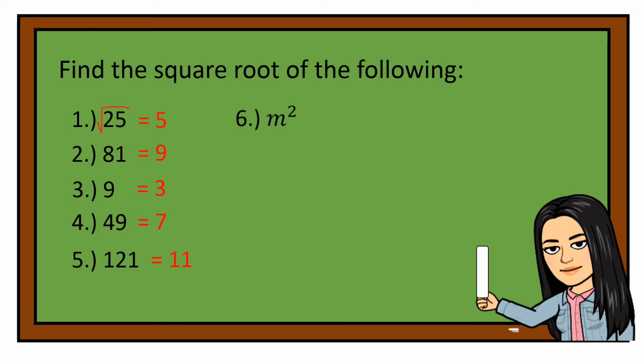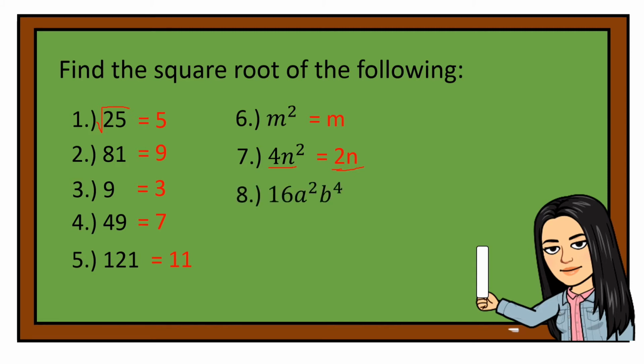Okay, so variables naman. What is the square root of m squared? So that is equal to m because m times m will be equal to m squared. The square root of 4n squared. So that is equal to 2n. Take note, it's not only n squared that is a perfect square. 4 has a square root which is equal to 2. And then the square root of n squared is equal to n.